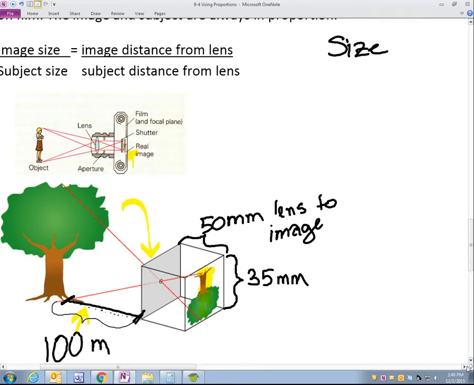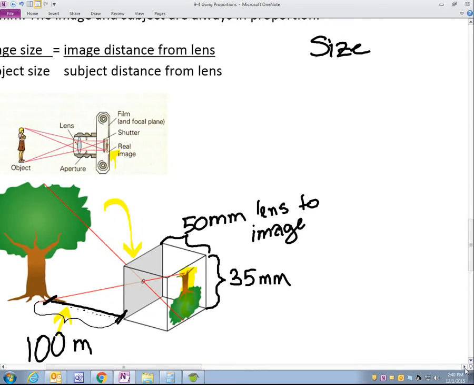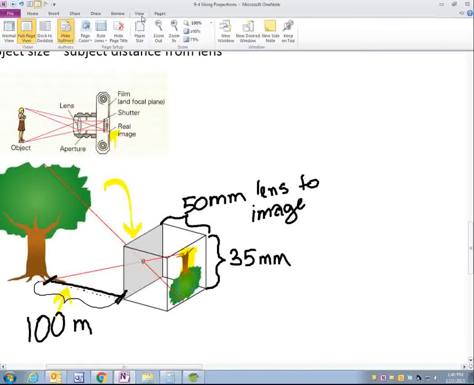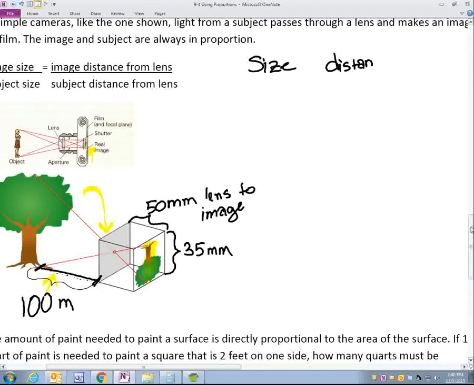We have size, and what's the one on the right? Distance. Yes, lens distance. Size and lens distance. Proportion, proportion, proportion. So the size of the image is how big? 35 millimeters. And that is in relation to what? What do we know? It's right there, guys. Distance from lens. Thank you. Lens to image is 50 millimeters.